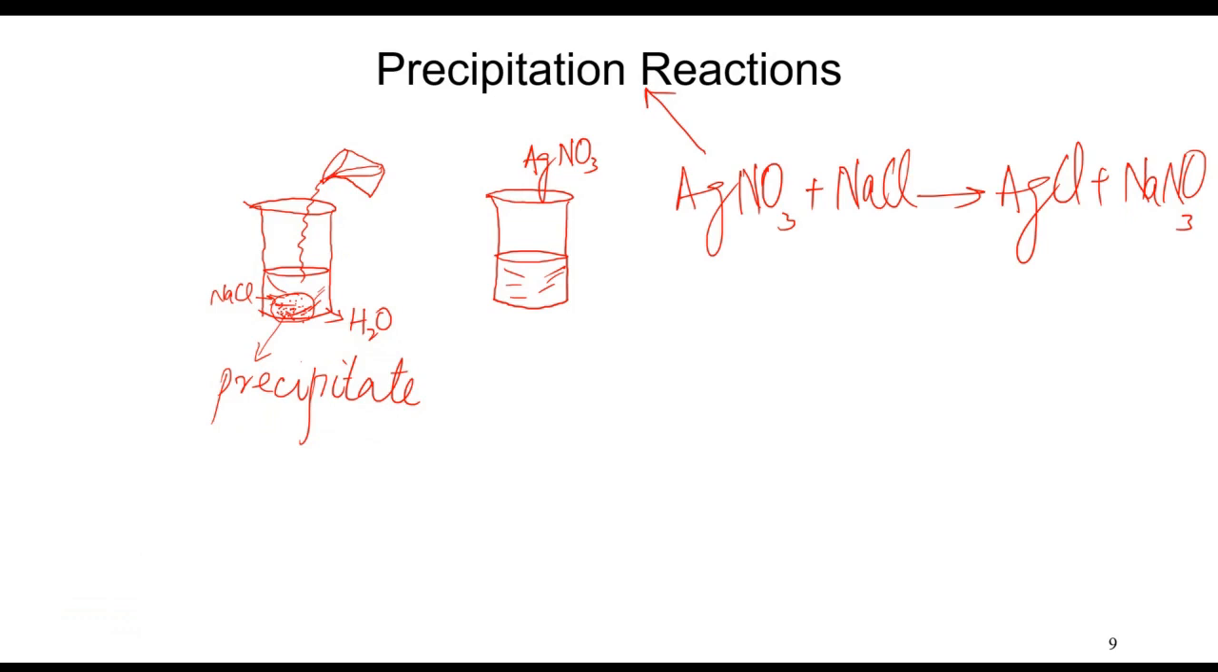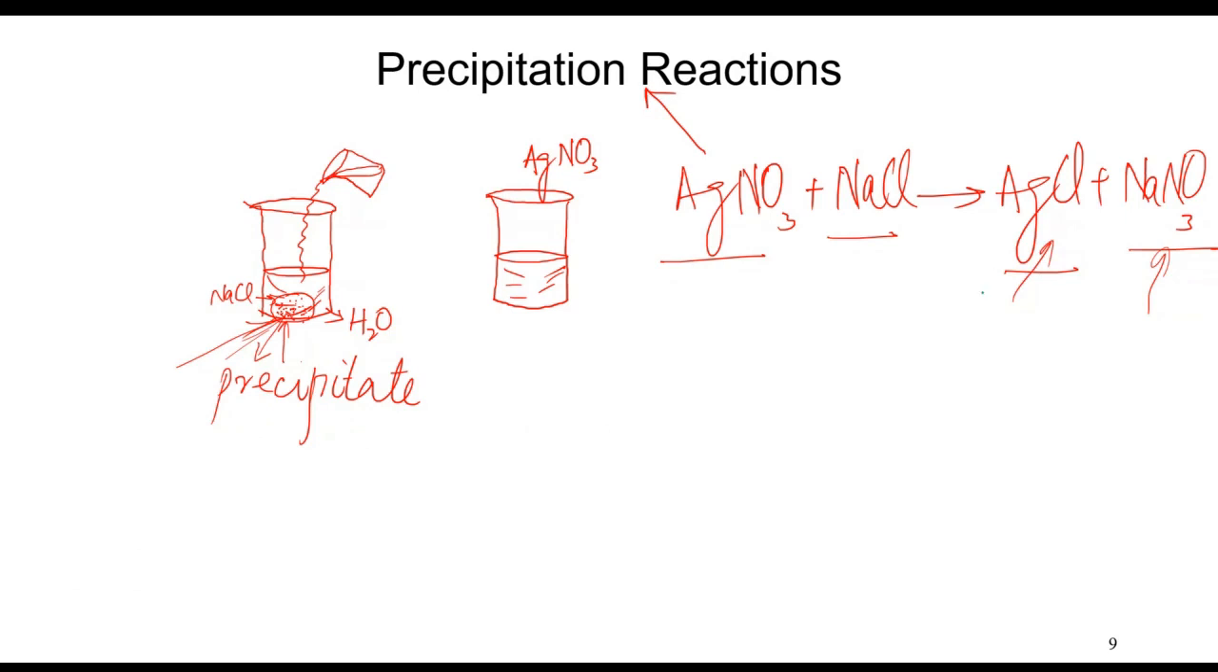Now, my next question is, what is this solid substance? Which one, this one? What is this compound? This solid substance. When AgNO3 reacts with NaCl, AgCl is formed and NaNO3 is formed. Now tell me, is this AgCl or NaNO3? Which one is this solid?